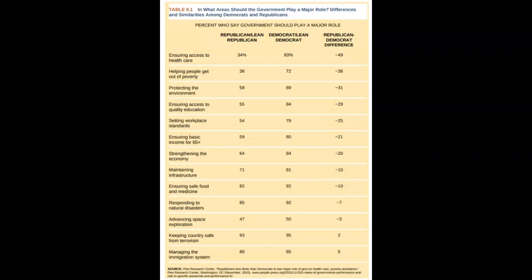Some of the issues they tend to be less polarized on would include advancing space exploration, keeping the country safe from terrorism, managing the immigration system, maybe even responding to natural disasters. Where they're most polarized would include ensuring access to health care, helping people get out of poverty, and protecting the environment.